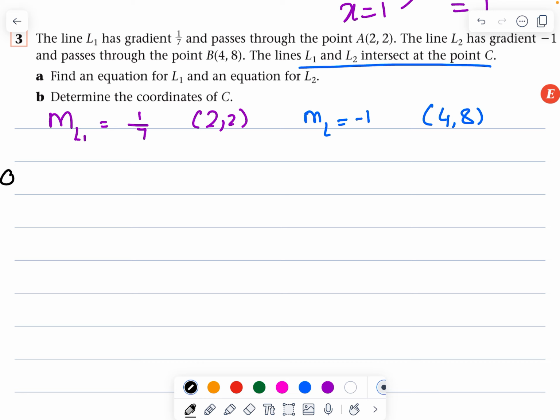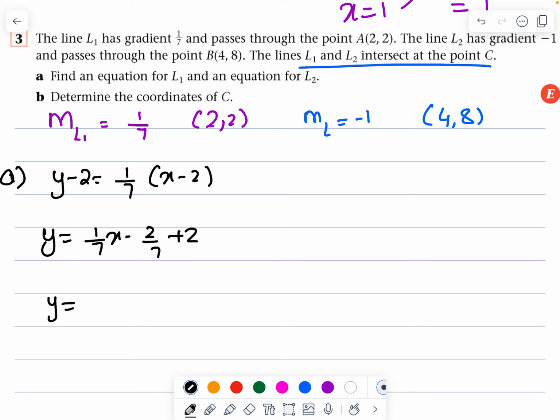Find the equation of L1. So y minus y1 equals m times x minus x1. I'll be getting y equals 1 upon 7x minus 2 upon 7 plus 2. So y equals 1 upon 7x plus 12 upon 7.